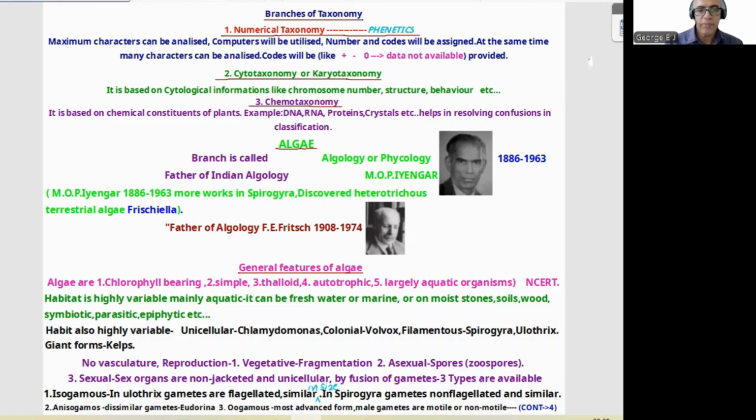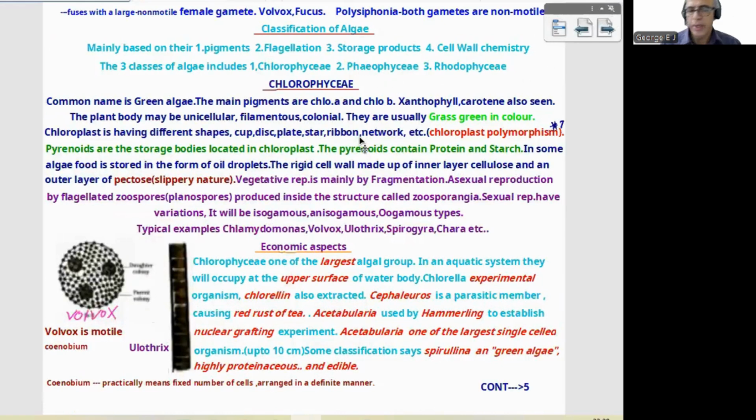Third one, the most advanced type of sexual reproduction, is called oogamous. Male gametes, motile or non-motile, fuse with a large non-motile female gamete. So oogamous is the most advanced form of sexual reproduction. Typical examples are Volvox and Fucus. In Polysiphonia, a red alga, both gametes are non-motile, which again comes under oogamous.